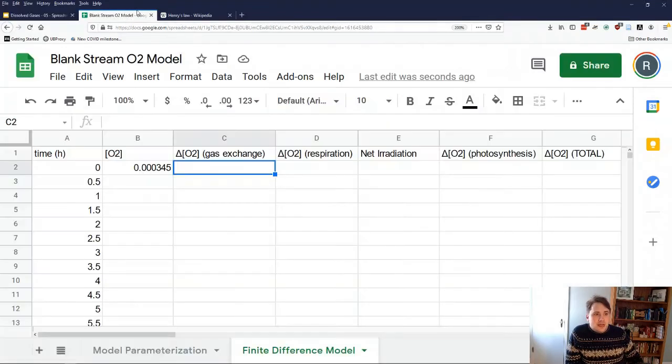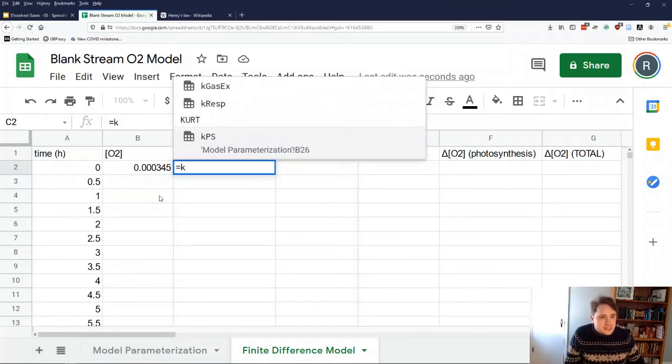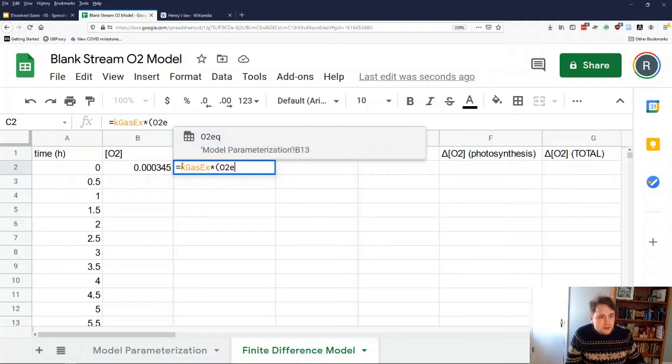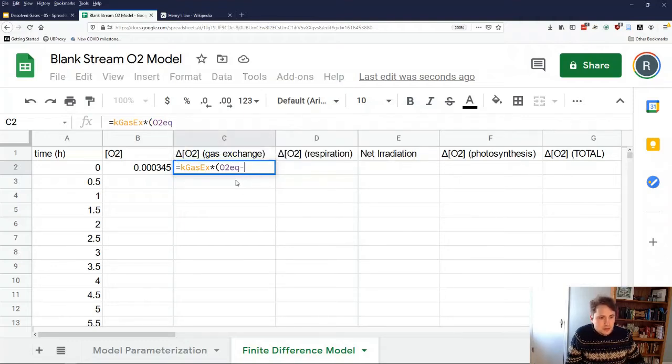So going back here, we can say that the change in oxygen is equal to K gas X, I think I called it. There it is. It pops up right there. Multiplied by the gradient. And the equilibrium concentration of oxygen, I think I called O2EQ. Yep, there it is. Perfect. Minus the present concentration of oxygen, which is in cell B2.